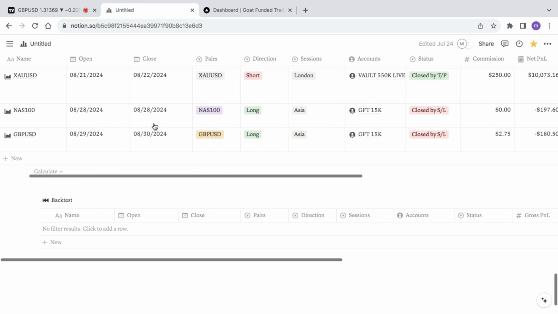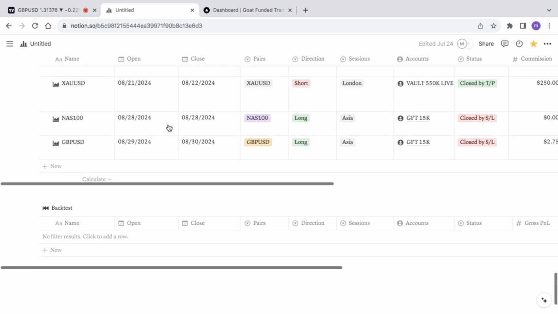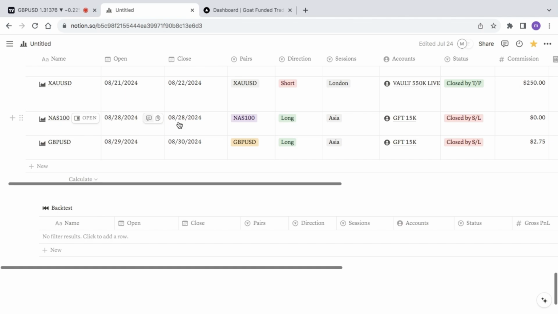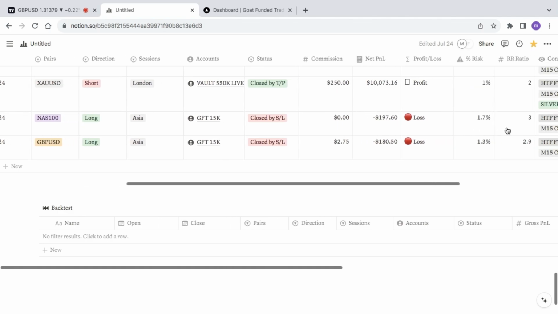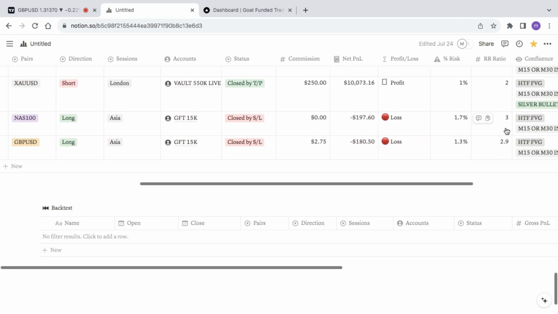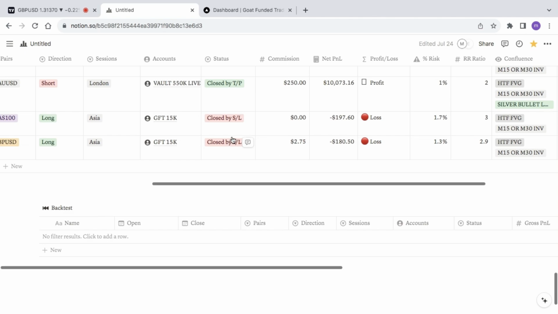So these are the trades. These are the two trades I took. This was the Nasdaq buy I took on the 28th, and then I took the GBP USD trade on the 29th. Both closed in SL. Both I took later in the Asia session, later on in the day.